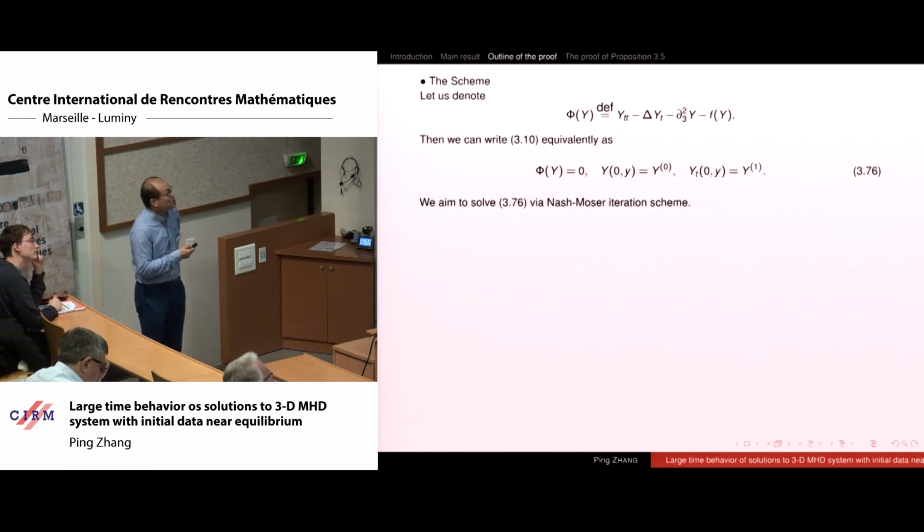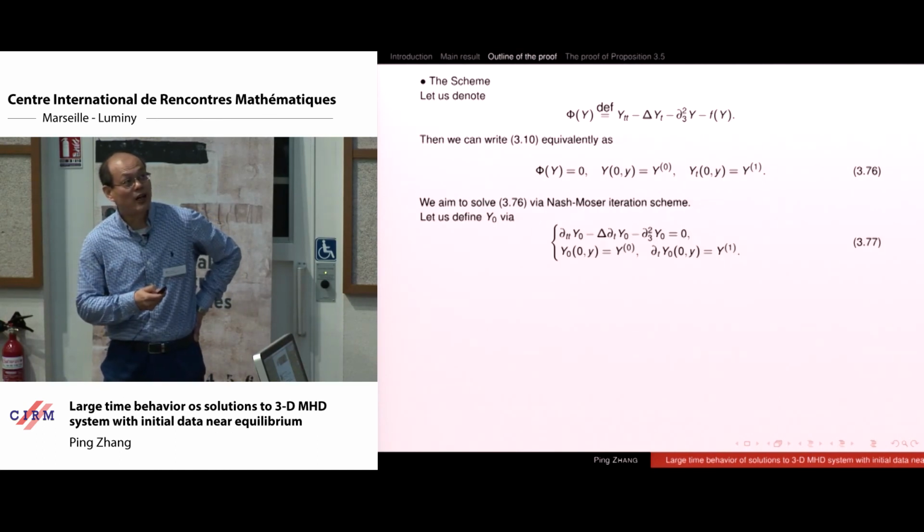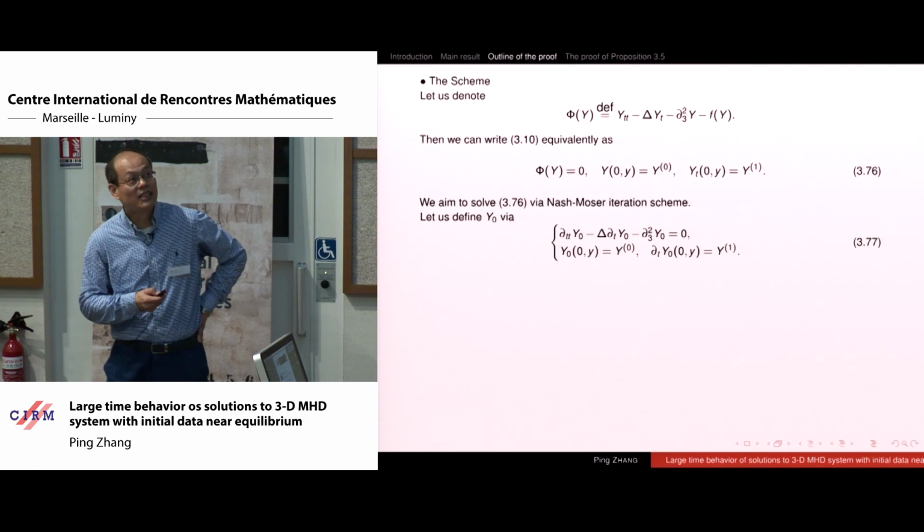Now the scheme. We are going to solve this problem: phi of y, y_tt minus Laplace y_t minus partial 3 squared of y minus f(y). So we are solving phi of y equals 0 with initial data like y_0 and y_1. In order to use the Nash-Moser scheme, as the first step, we define y_0 as the solution of the linearized system with initial data of this type.